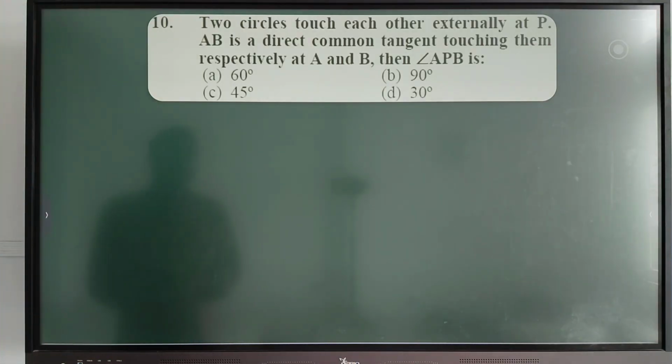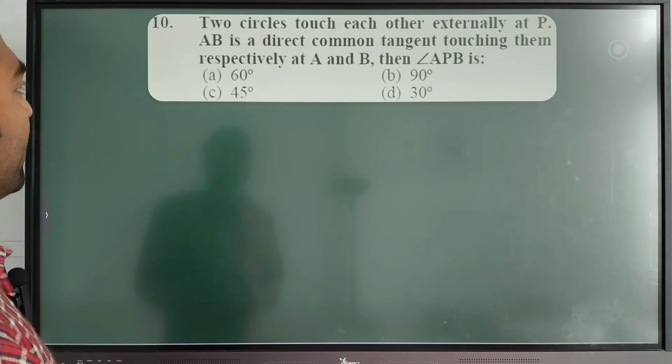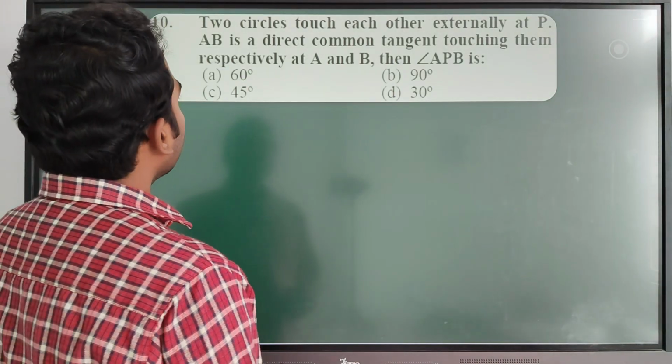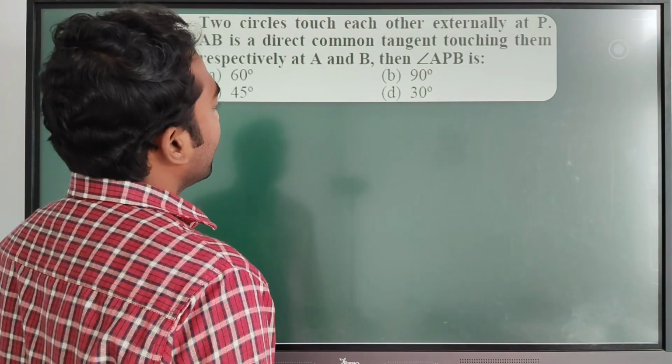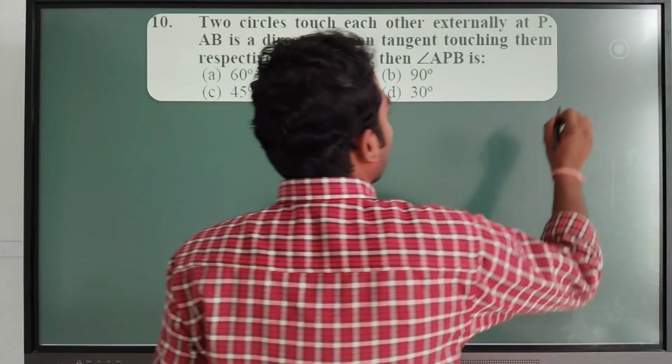Two circles touch each other externally at P. AB is a direct common tangent touching them respectively at A and B, then angle APB is. So here is the what?